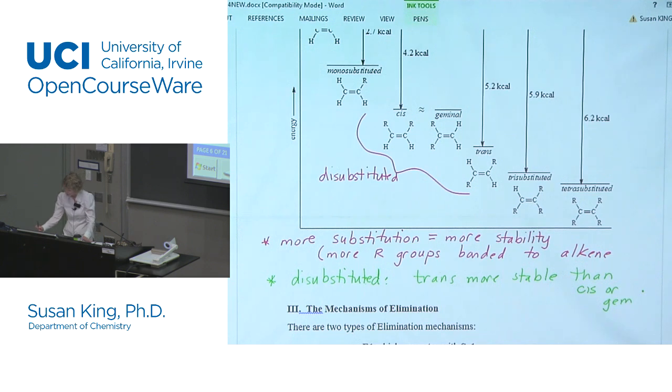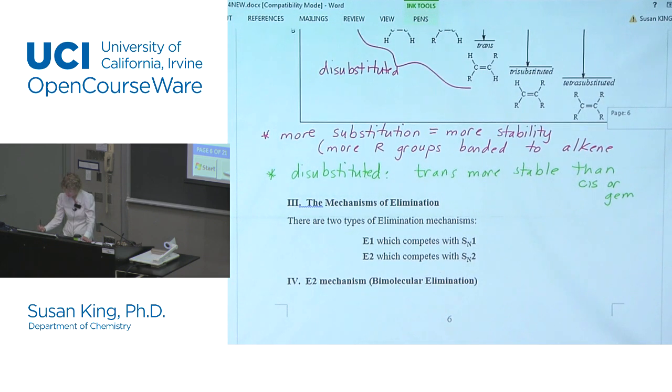All right, let's look at the mechanism of elimination. So we have elimination reaction. We already were introduced to it. There are two types of elimination mechanisms, E1, which competes with SN1, and E2, which competes with SN2. So we're going to have to keep track of these, and we're going to have to make decisions about what the product is. So we're going to start like I did with chapter 7. I started with the E2, and then we're going to move on to the E1. So let's go on to the next page.